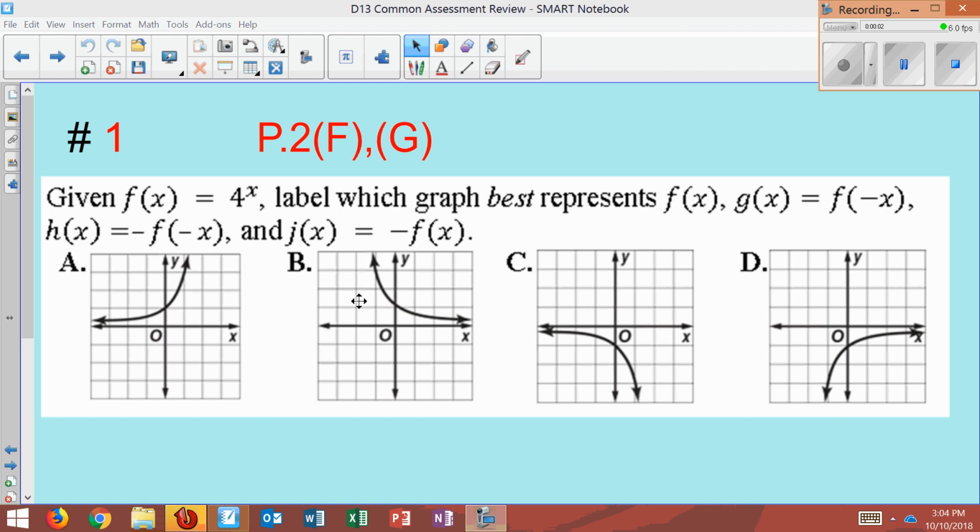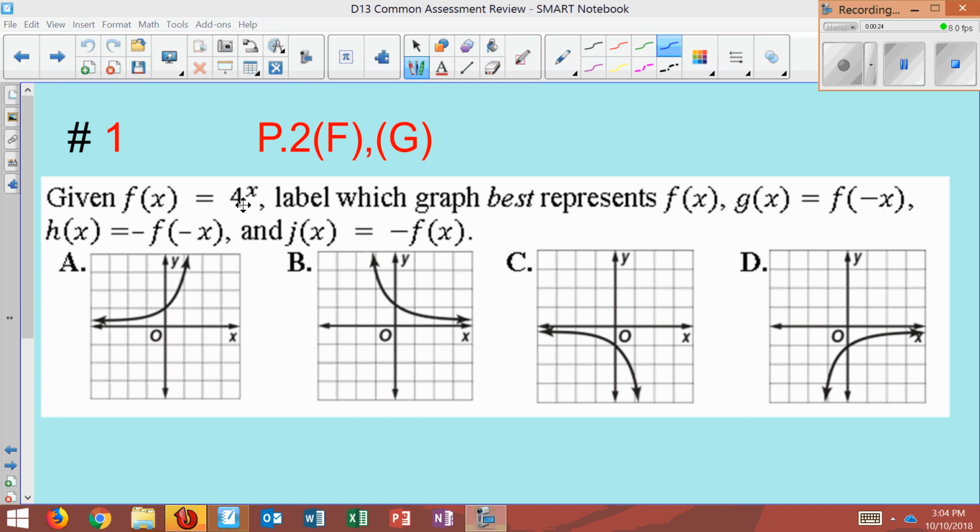Given f of x equals 4 to the power of x, label which graph best represents f of x. g of x equals f of negative x, h of x equals negative f of negative x, and j of x equals negative f of x. All right, so first thing we need to identify is which one of these graphs is f, or of f, rather, 4 to the power of x.